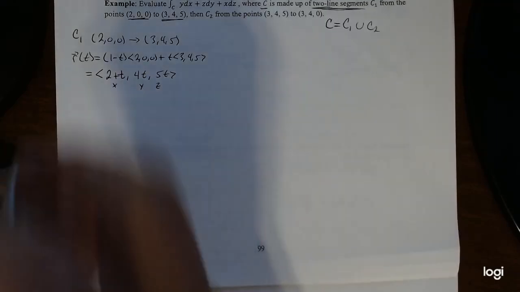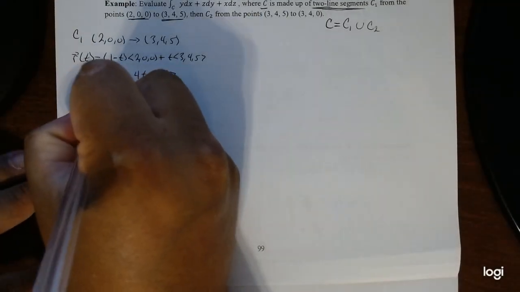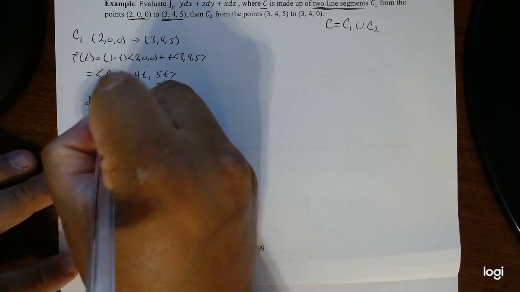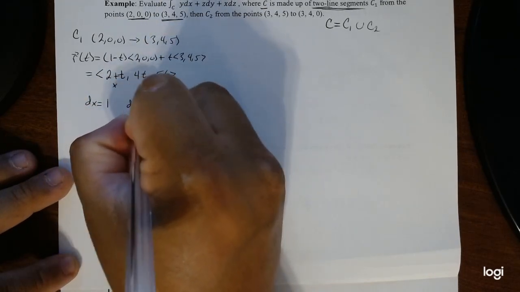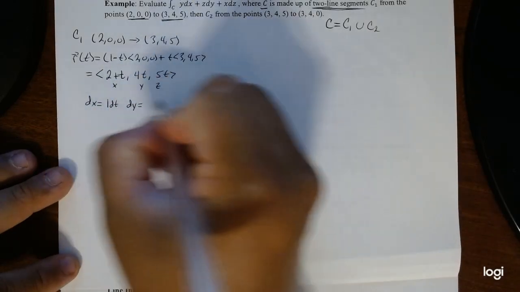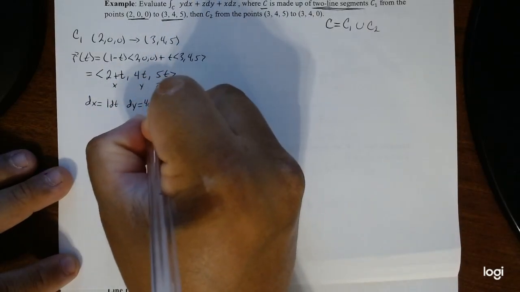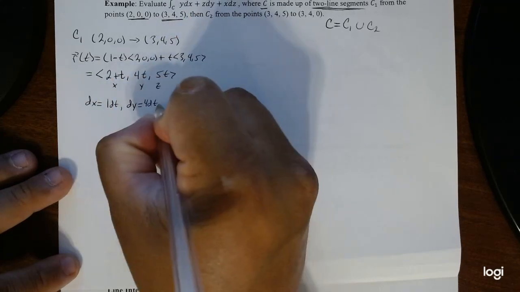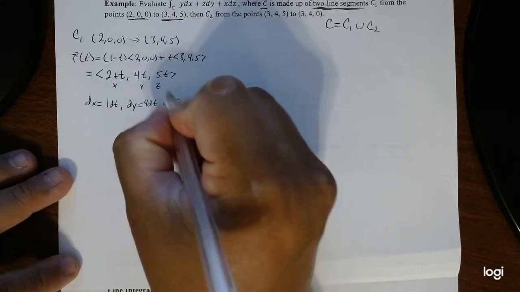Okay. All right, so now we find dx with respect to t. So that's just going to be 1. dy, oh, I'll put dt, 4. And then finally dz, which is 5.